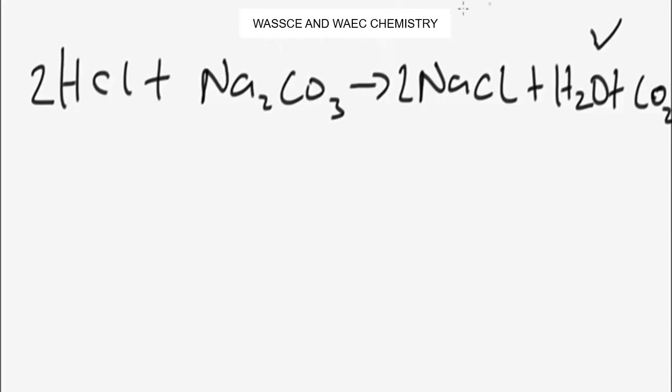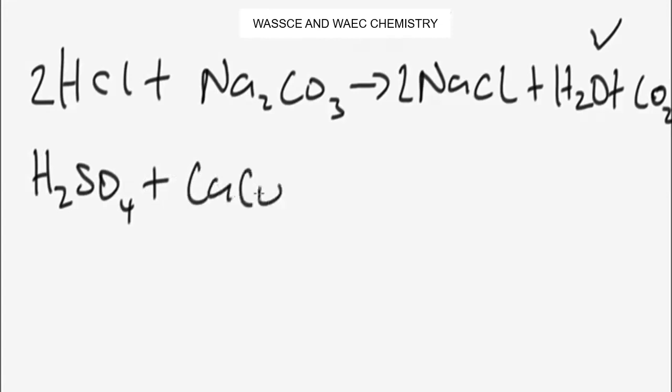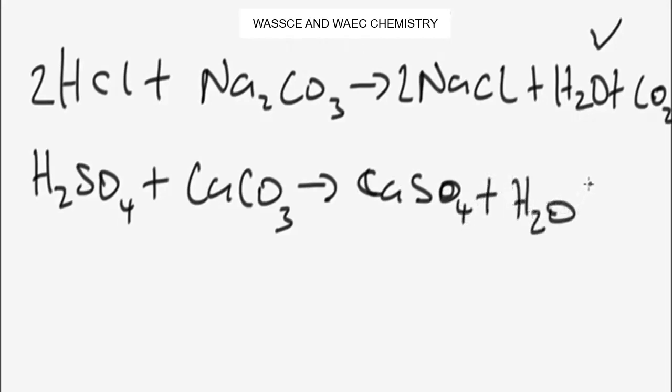Okay, now another typical example is when sulfuric acid reacts with calcium carbonate. So when sulfuric acid reacts with calcium carbonate, we're going to have the output to be calcium sulfate plus water plus CO2. Let me write it somewhere. Plus CO2.